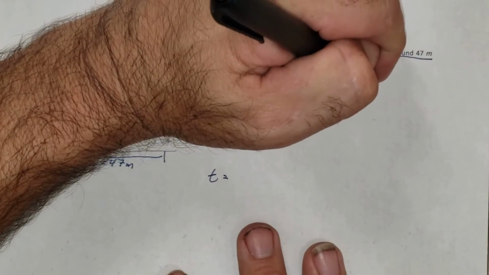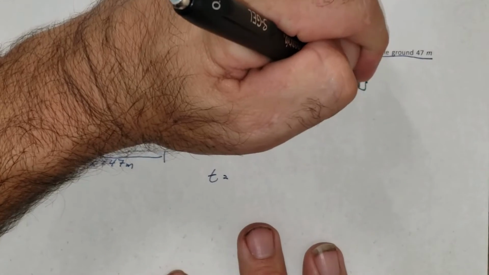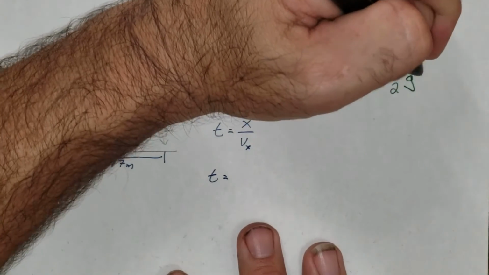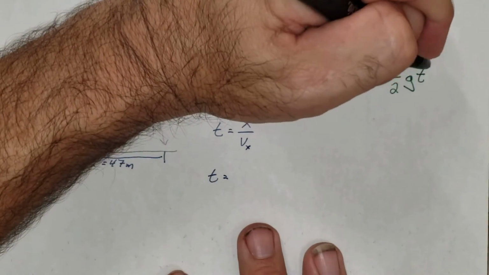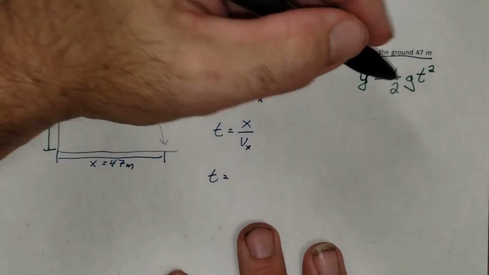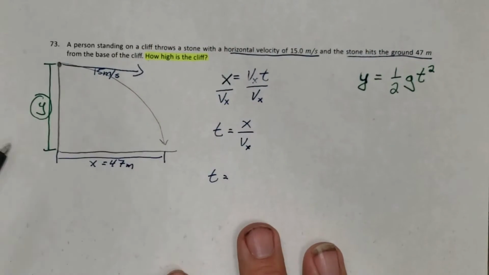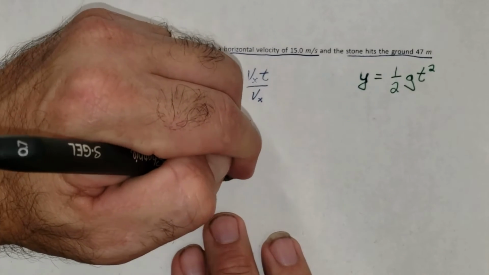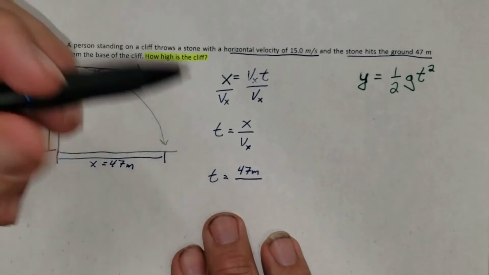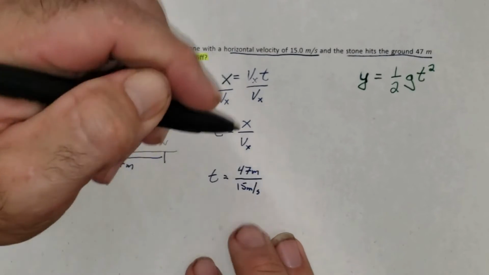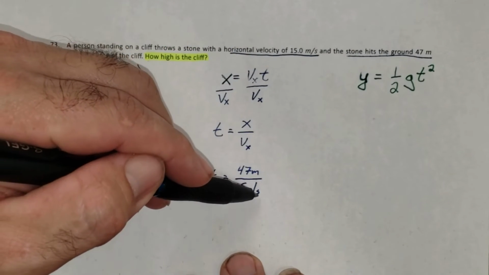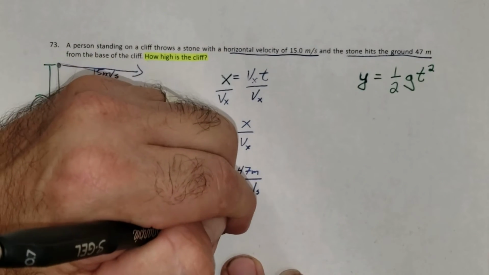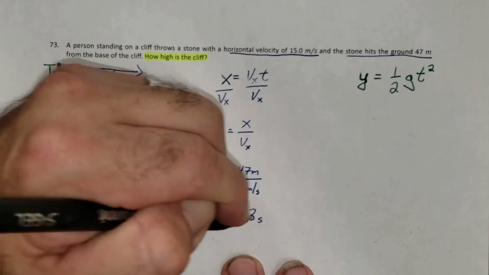So t will equal a number. Then we can solve for y, which equals 1/2 acceleration due to gravity multiplied by t squared. So y is what we are ultimately trying to solve for. So let's see. x is 47 meters, and v sub x is 15 meters per second. Now meters will cancel with meters, and we'll be left with seconds. So 47 divided by 15 is 3.13 seconds.